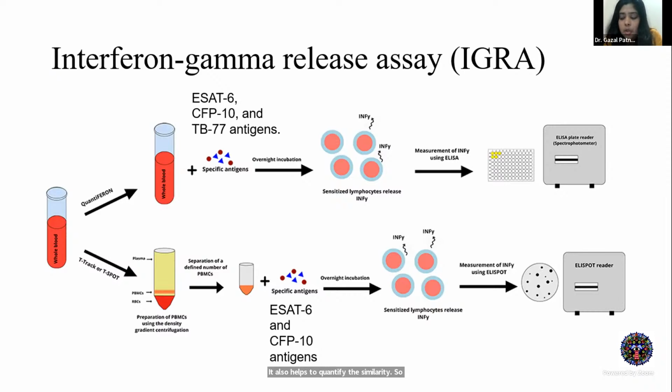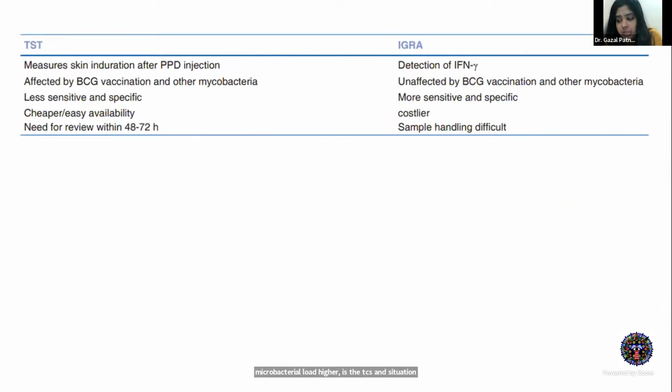So higher the mycobacterial load, higher is the T cell sensitization that produces higher levels of interferon gamma. So it is a more specific test for tuberculosis that indicates infection or previous exposure. It is not influenced by prior BCG vaccination or exposure to atypical mycobacteria. It requires a single patient visit, and it gives a quantitative measurement of interferon gamma release.